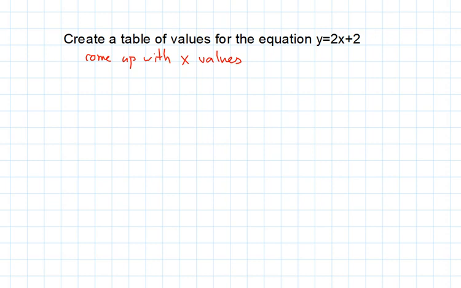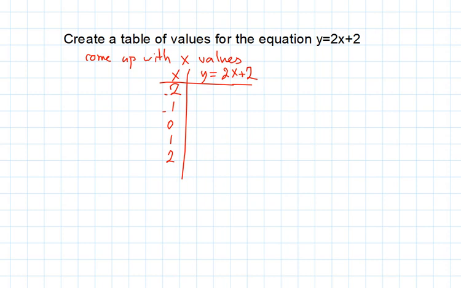I like to always go with -1, 0, 1, 2. I'm gonna put -2, -1, 0, 1, 2. And similar to what we did in the previous example, we would substitute this -2 into the equation. So y equals 2x plus 2.